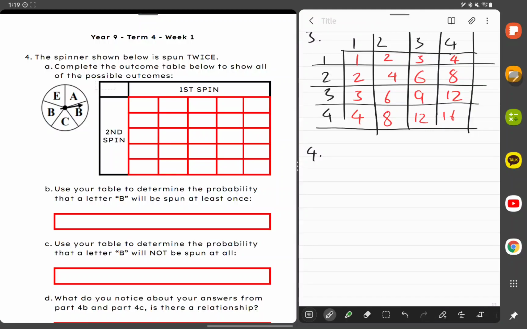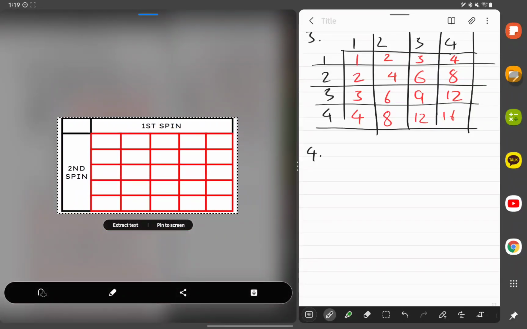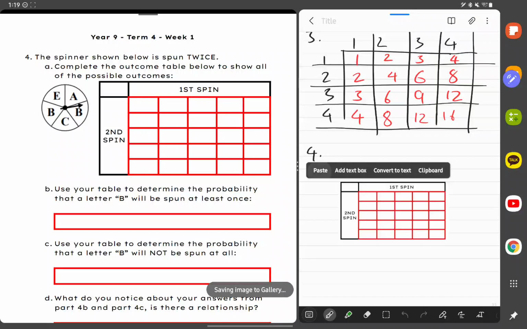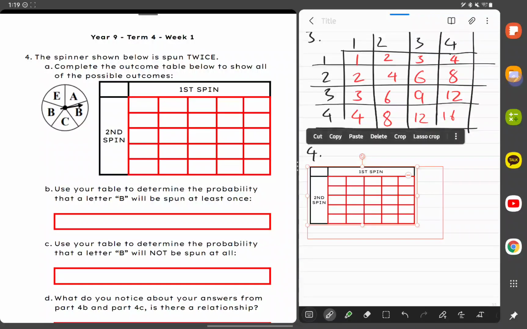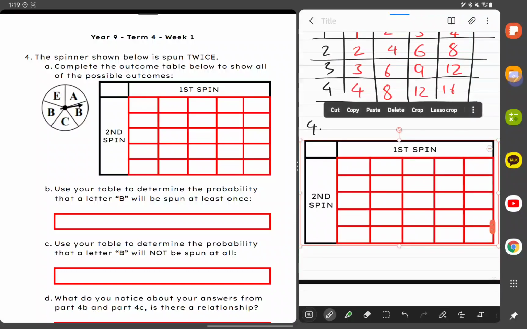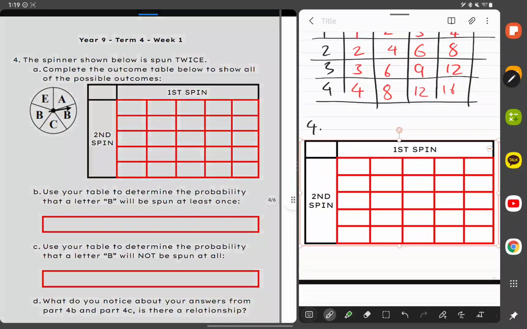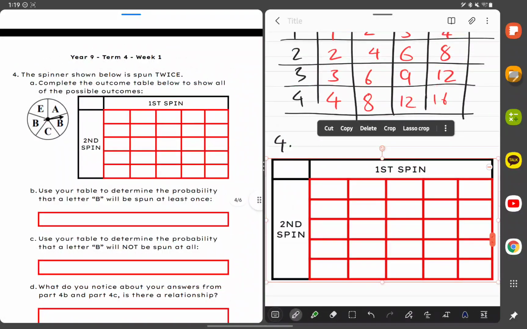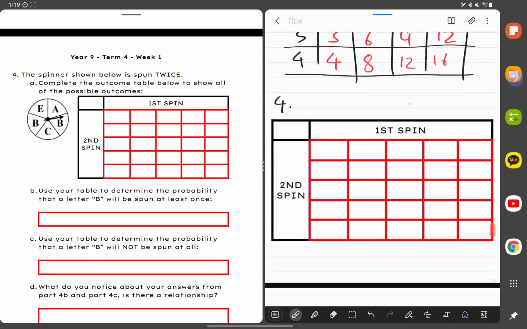I'm just gonna copy it and paste it. Yes, thank you. Just so we can use this instead and just draw on it, because apparently I'm not good at drawing up tables. Or so I have noticed. Okay, so let's write on this.